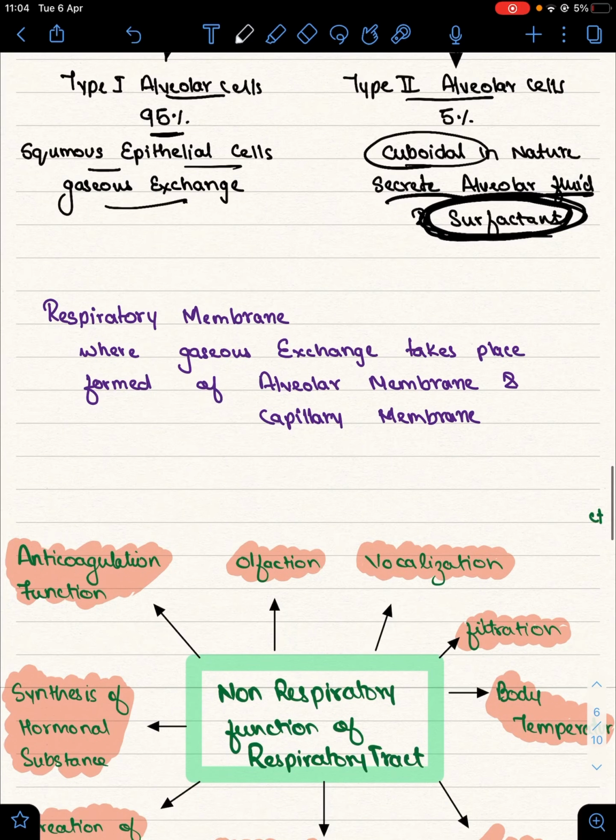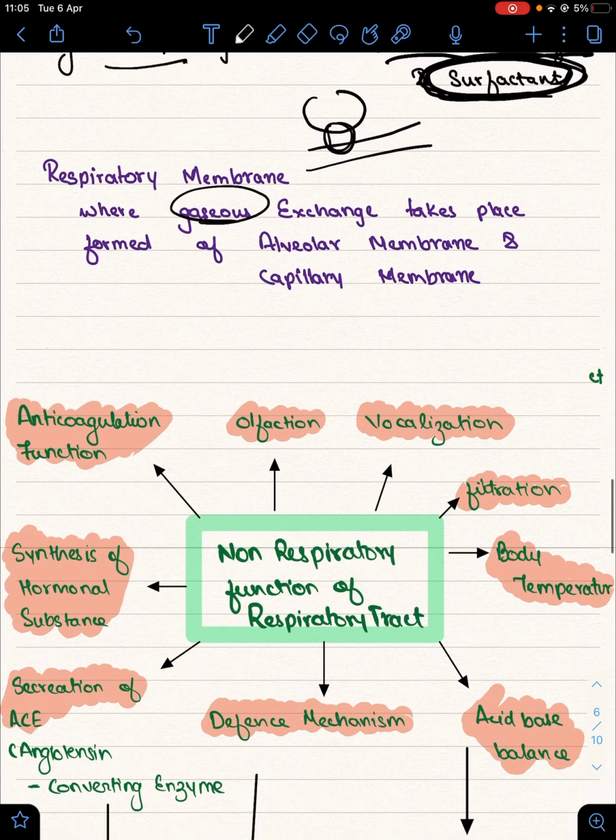The respiratory membrane is a layer between the alveolar membrane and the capillary membrane, where the gaseous exchange takes place. See, this is the capillary and here is the alveoli. So this is the respiratory membrane where gaseous exchange takes place. So these are all the parts which play a role in the respiratory function.